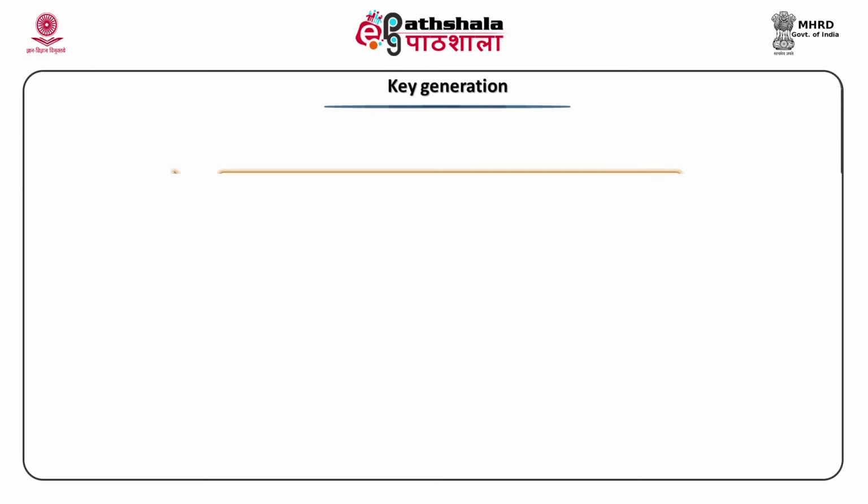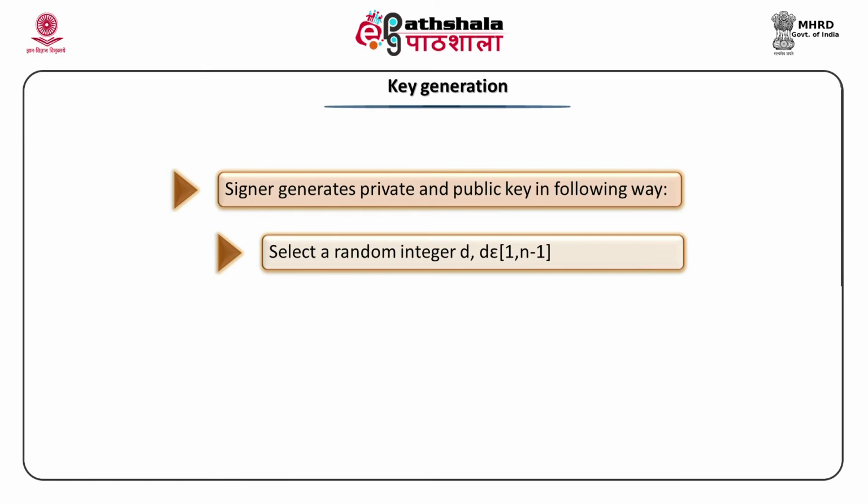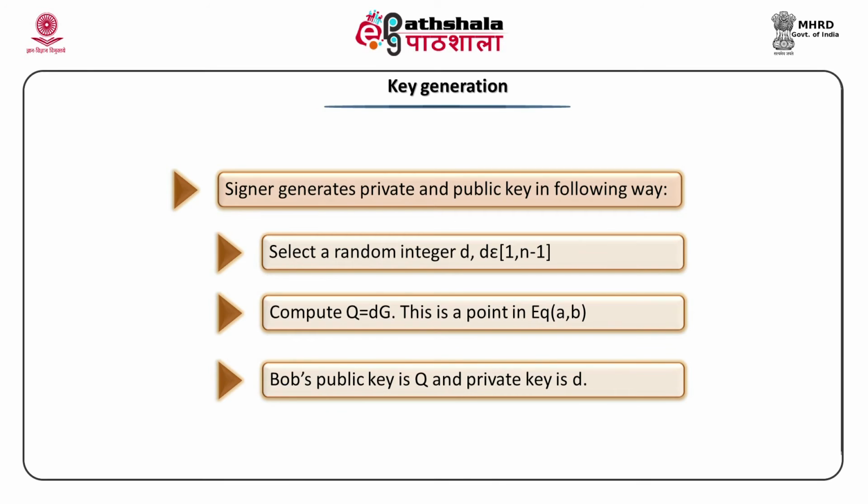For the key generation, the signer generates the private and public key in the following way. Select a random integer D. D is in the range of 1 to n minus 1. We need to compute Q, that is D into G. This is the point in the equation with A and B. Bob's public key is nothing but Q and private key is nothing but D.